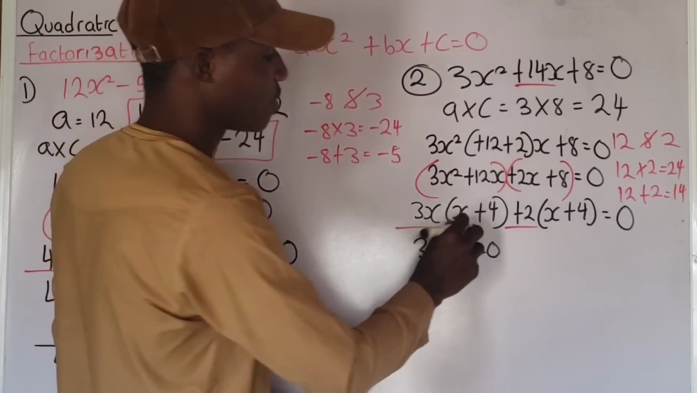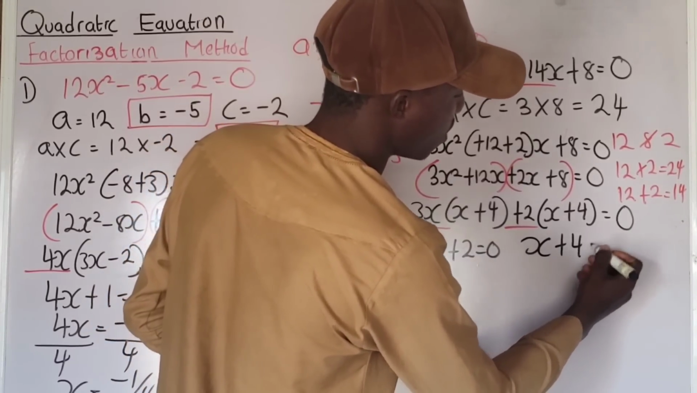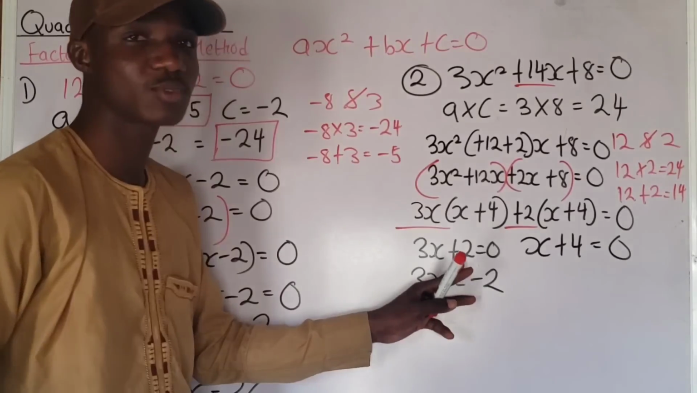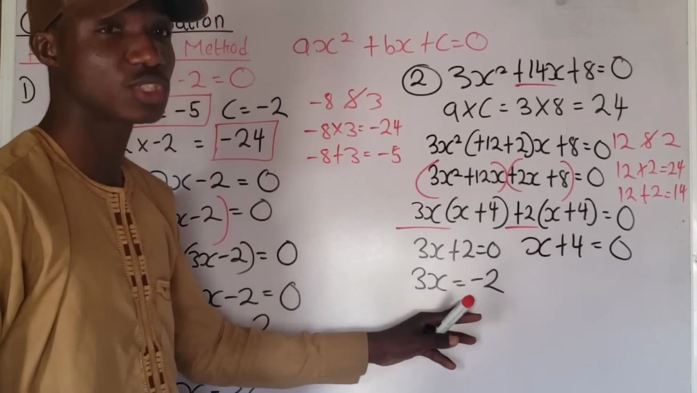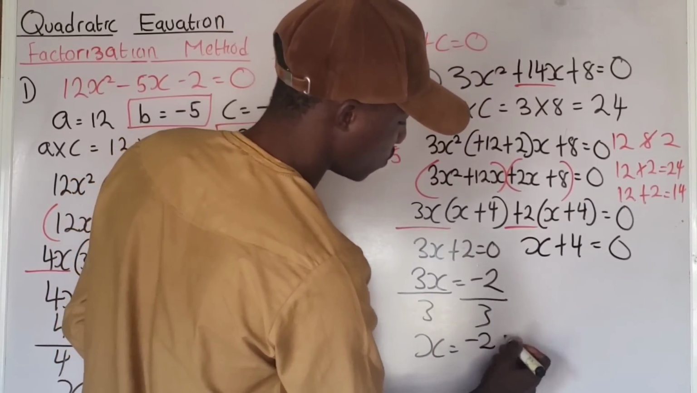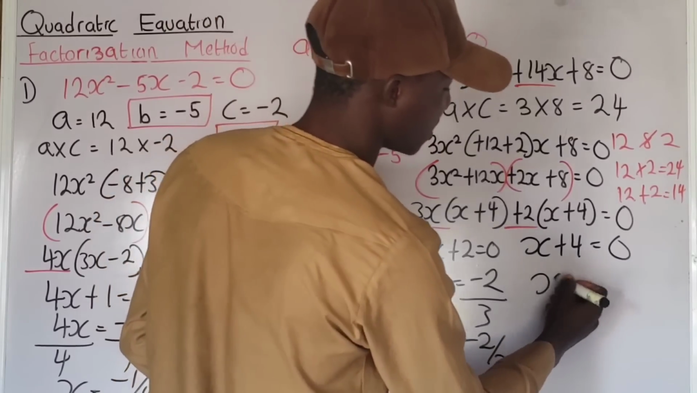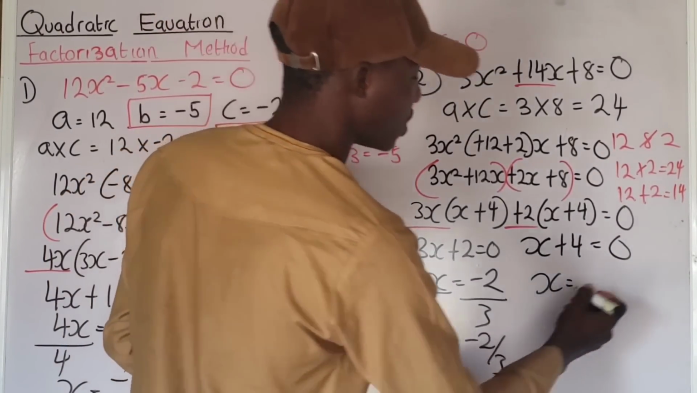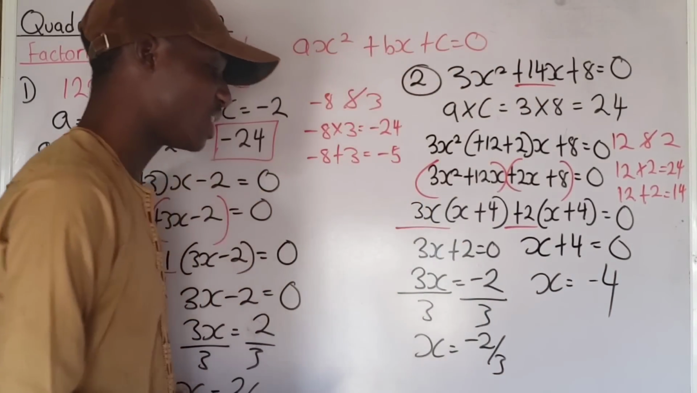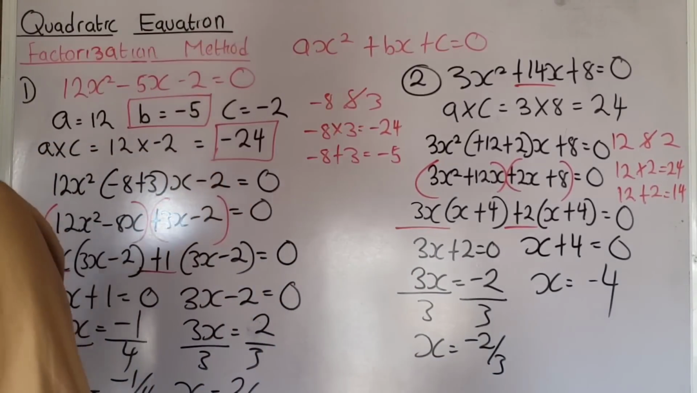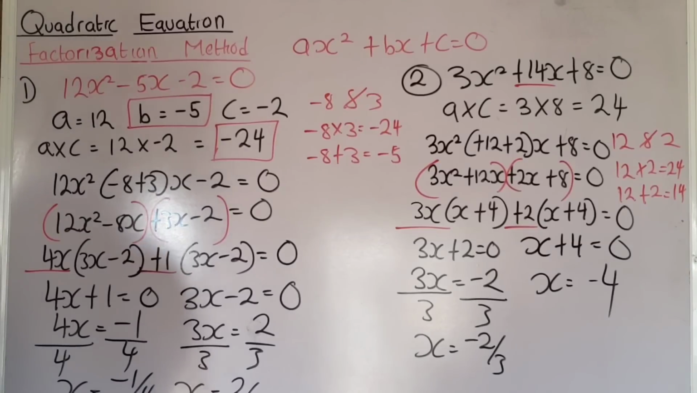So I'm going to take one of these brackets. Here, I'm going to have x plus 4 also equals 0. Now, here I'm going to have 3x equals negative 2, because if this positive 2 crosses the equals sign, the sign is going to change to negative 2. So divide both sides by 3. x equals negative 2 over 3. For this, x equals negative 4, because if this positive 4 crosses the equals sign to the other side of the equation, it changes to negative 4. So x equals negative 2 over 3 or negative 4. Those are the values that satisfy the quadratic equation 3x squared plus 14x plus 8 equals 0.